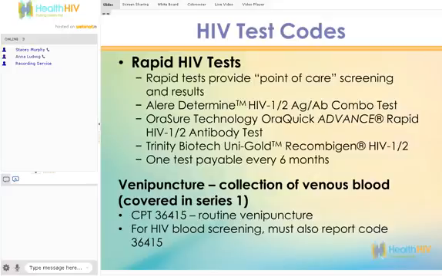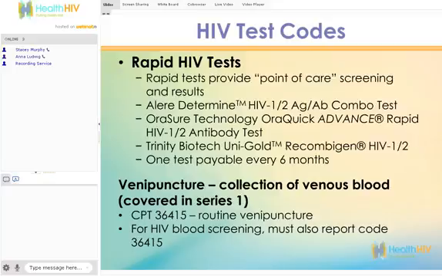The rapid HIV point of care test provides real-time screening and results. Some of the most common on the market currently are Alere, OraSure, and Trinity. So those are basically the most common. Typically, one test is payable every 6 months, but that may vary from state to state.